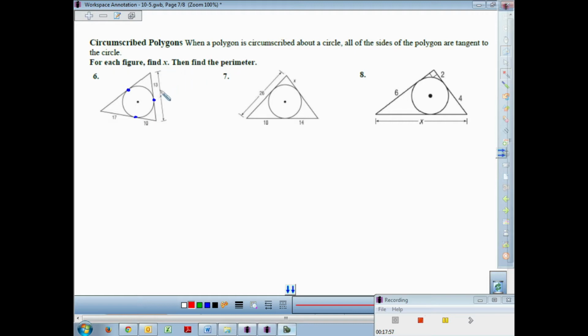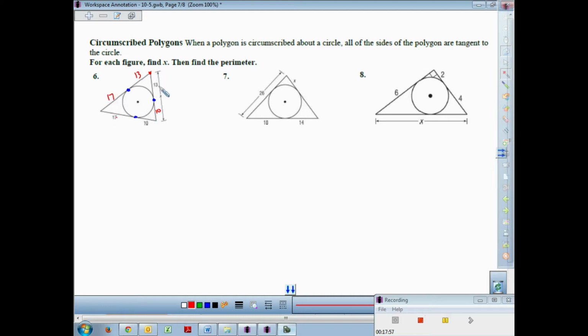We can use what we learned above, that if a tangent segment and another tangent segment intersect at a point outside the circle, those have to be congruent. So if this one's 13, this one's got to be 13. If this one's 10, this one's got to be 10. And if this one's 17, that's got to be 17. Put it in the picture.